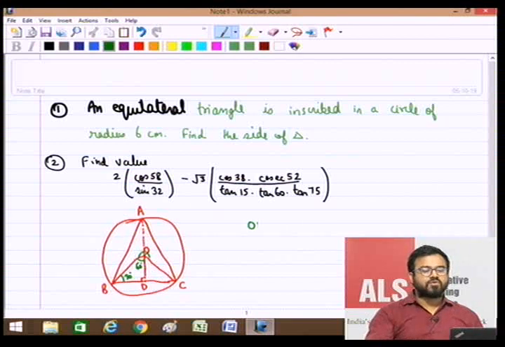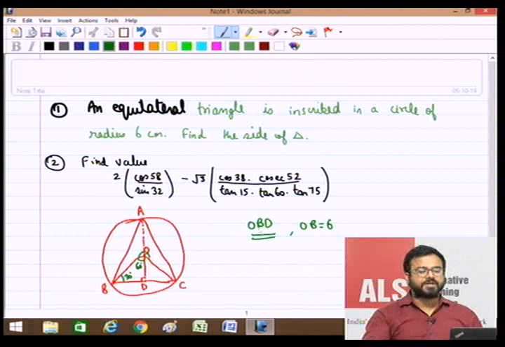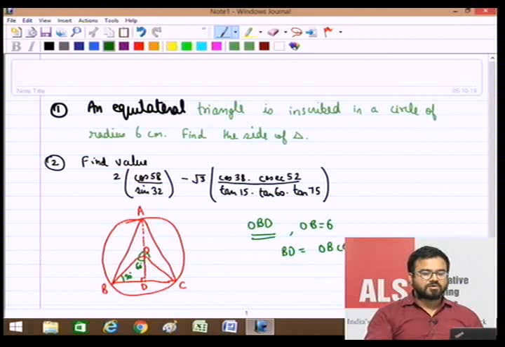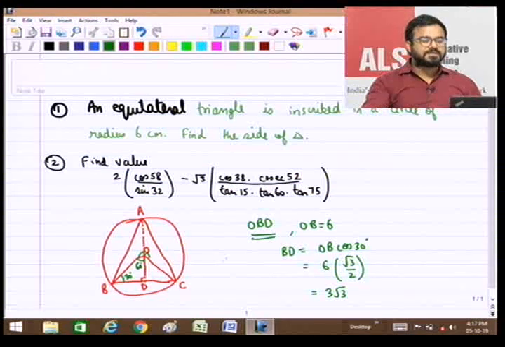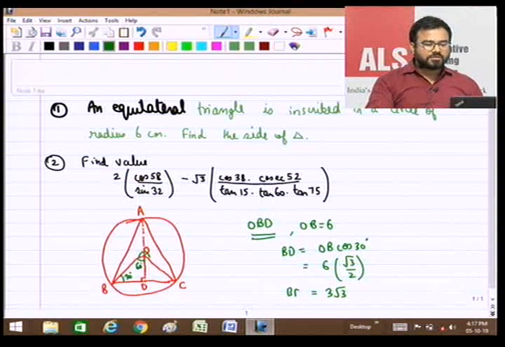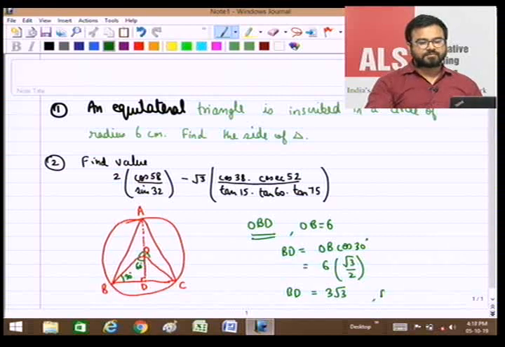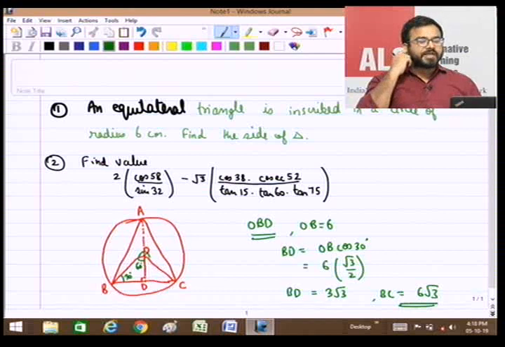Now in triangle OBD, we know OB is 6. We just have to find BD and double it. BD is nothing but OB cos 30 degrees. OB is 6, cos 30 is root 3 over 2, which gives 3 root 3. So 3 root 3 is BD. The complete side BC is double of BD, so double of 3 root 3 is 6 root 3. That is the answer. This is the side of the equilateral triangle.